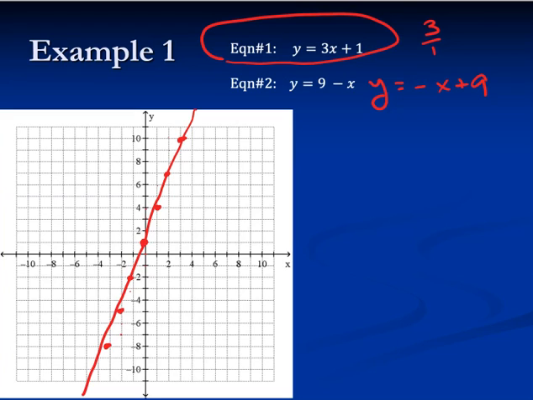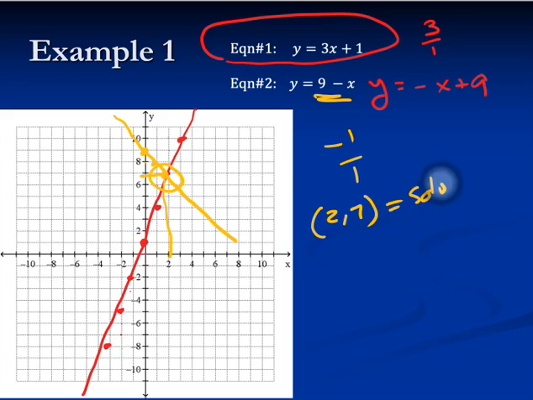So I'll use a different color for the other line. We'll start at the intercept of 9. And from 9, the slope is negative 1, which could be written as negative 1 over 1. So that means we go 1 down, 1 to the right, 1 down, 1 to the right. And we see we've hit our intersection point, which is right here, and that's at x equals 2, y equals 7.